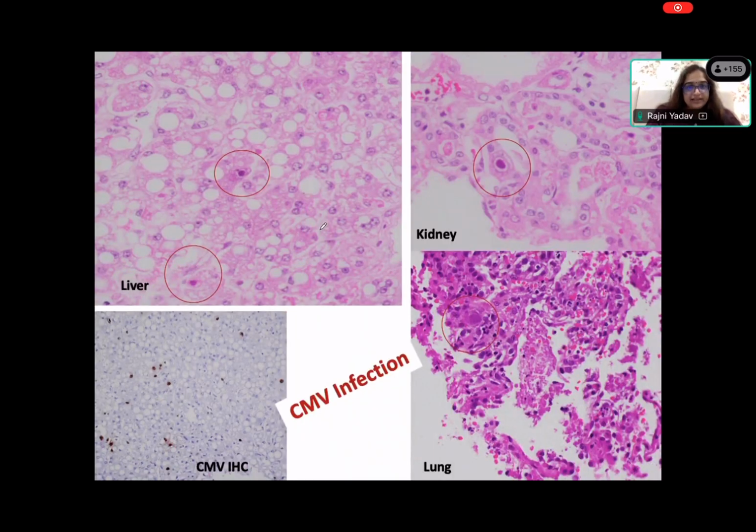Then this is another case. This is also a child. So here is the liver biopsy. So other than steatosis, what we can see here is these nuclei, they are enlarged and they have these eosinophilic inclusions. This is the kidney biopsy. Again, big pink eosinophilic inclusions in the nucleus.